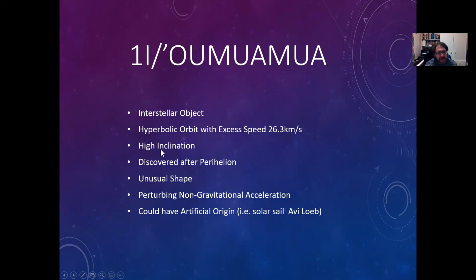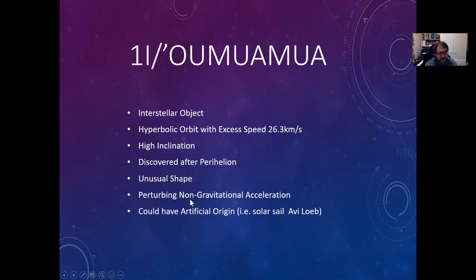The inclination of the orbit, the orbital plane, is tilted to the ecliptic by quite a considerable amount. It was discovered after perihelion, so that's the closest approach to the sun. In other words, it was receding from the sun when it was discovered, and so it's a game of catch-up. In order to reach Oumuamua, we have to catch it up, so you have to go at a higher speed than it's traveling at, naturally enough. It has this unusual shape, and that was discovered by the light curve.